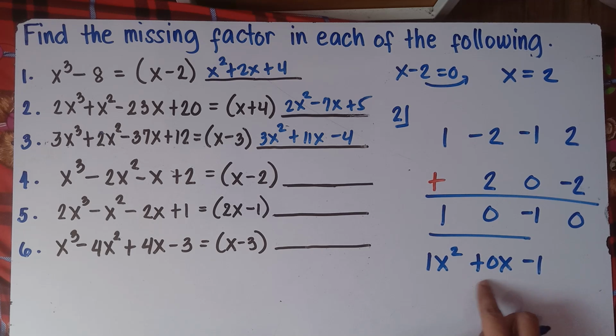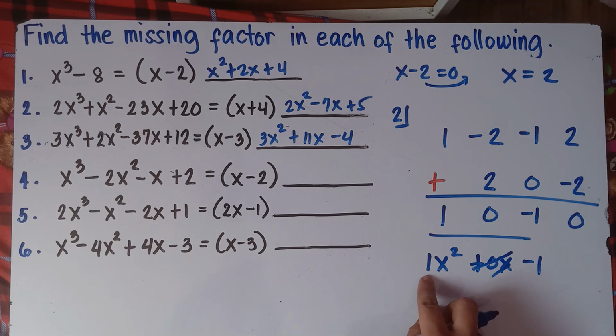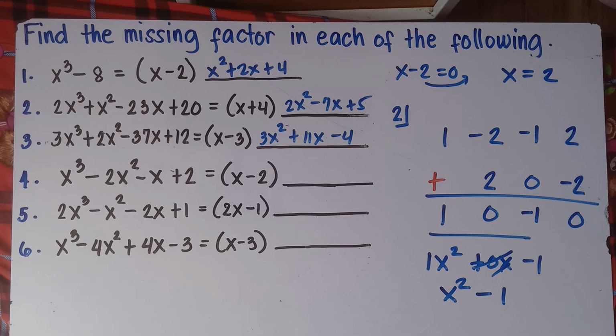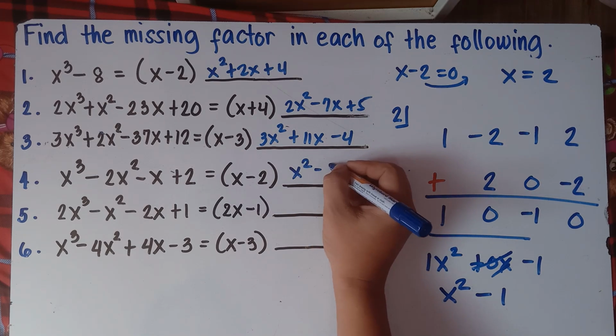We can just eliminate this one, class, because 0 times x is 0. So you can remove 1, class. Understood that there's 1 here. So our answer will be x squared minus 1. So that would be our final answer: x squared minus 1.